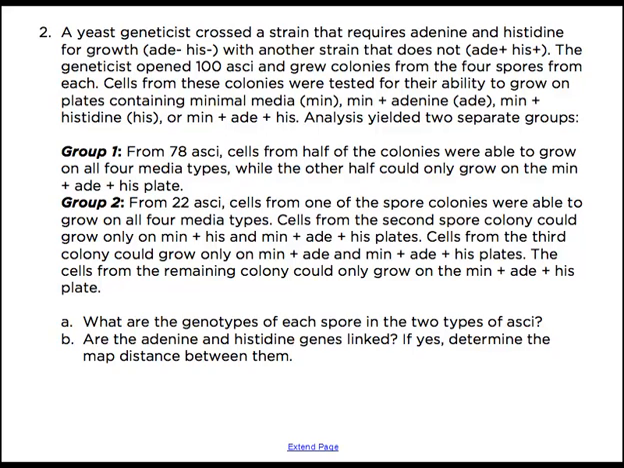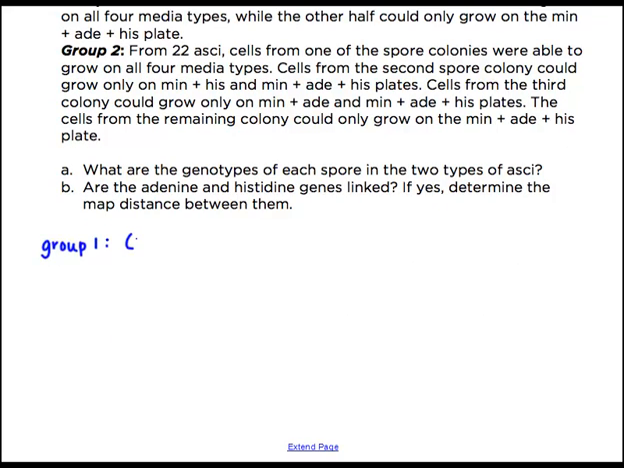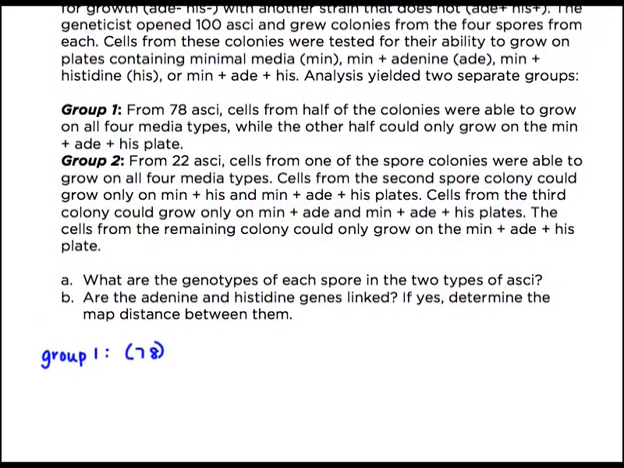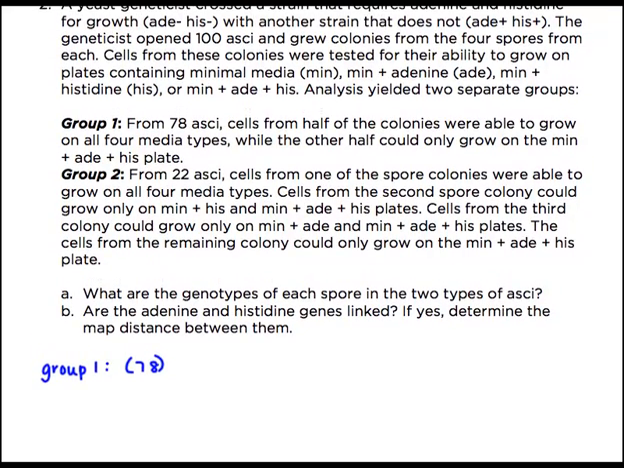So let's look at group 1. Remember that these were from 78 asci. It says cells from half of the colonies were able to grow on all 4 media types. Remember that one of the media types only contained minimal media, which means it didn't have adenine or histidine added to it, which means that the yeast had to have been able to make those themselves. Now to write this, that means that they were adenine plus, histidine plus.